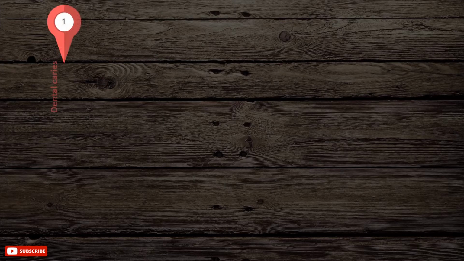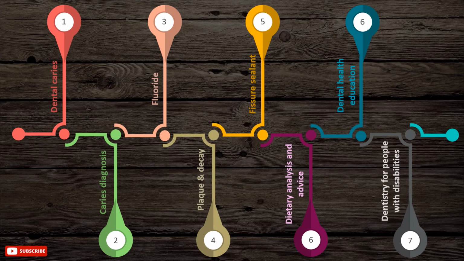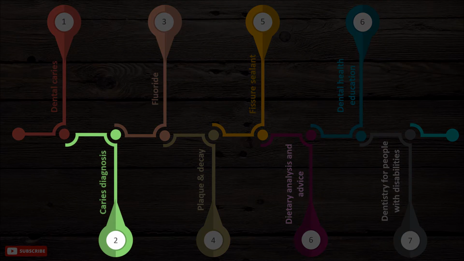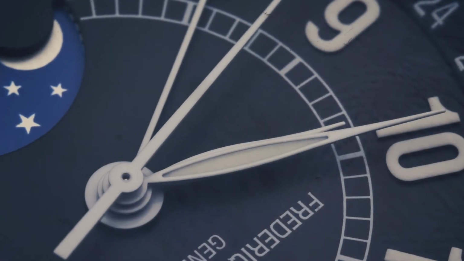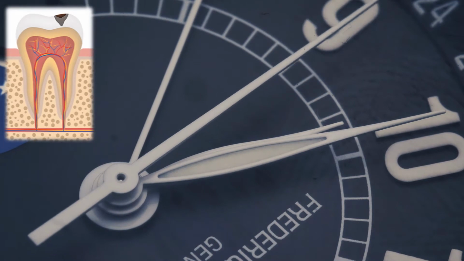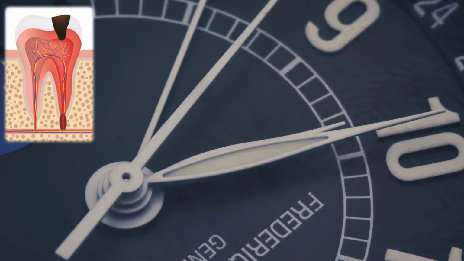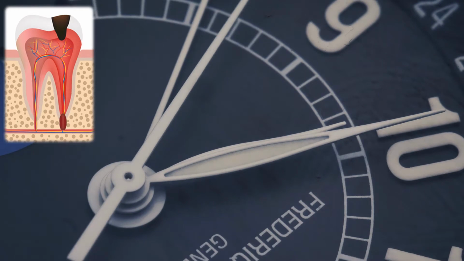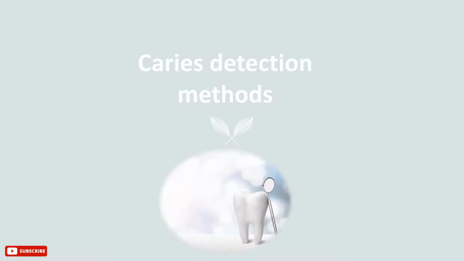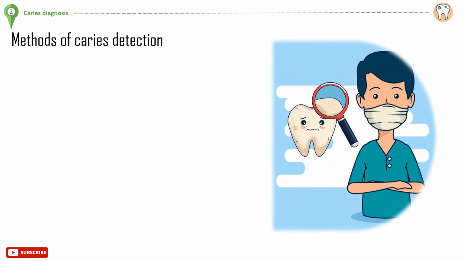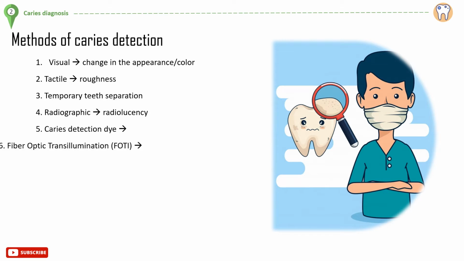Point number 2, Caries Diagnosis. As caries can be arrested or even reversed, early diagnosis is important. Caries detection methods. In this tutorial, I will explain the caries detection methods from the conventional to the most recent techniques available.